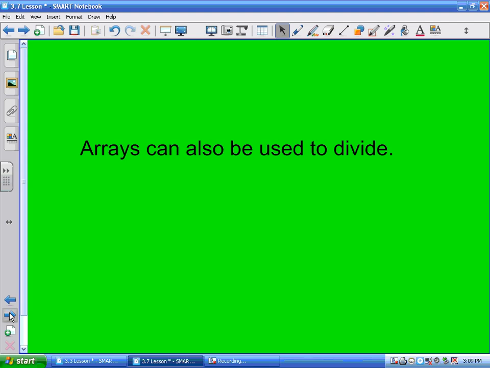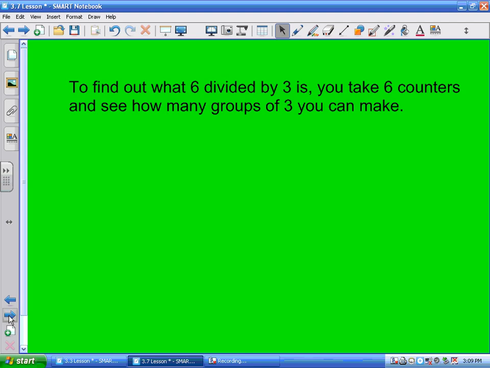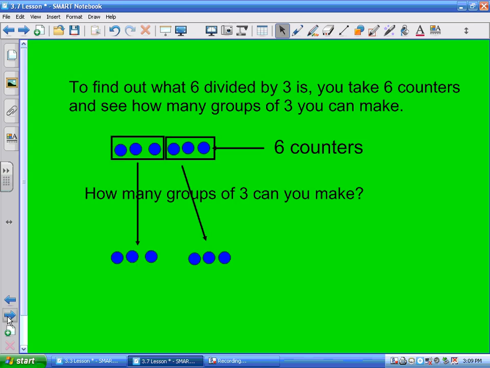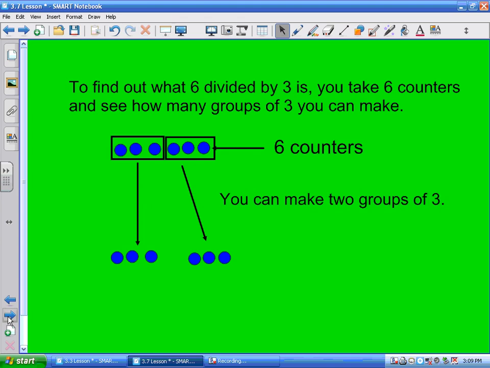Arrays can also be used to divide. To find out what 6 divided by 3 is, you take 6 counters, little objects, and you see how many groups of 3 you can make. So there's my 6. I want to make groups of 3. I can make 2 groups. So 6 divided by 3 is 2.